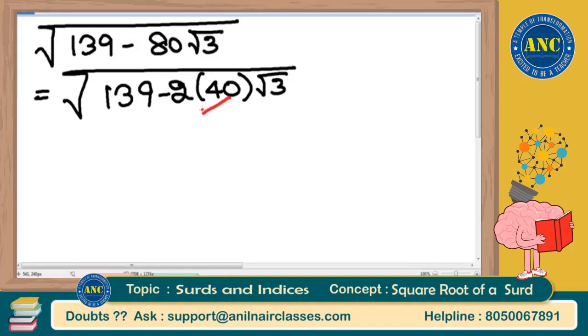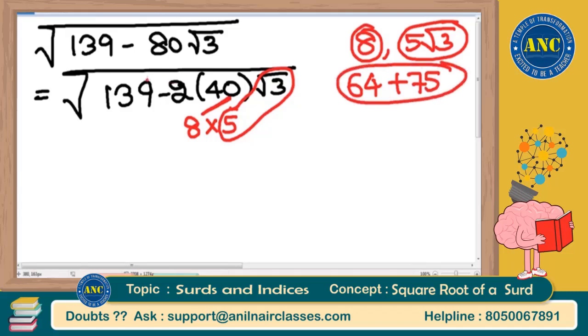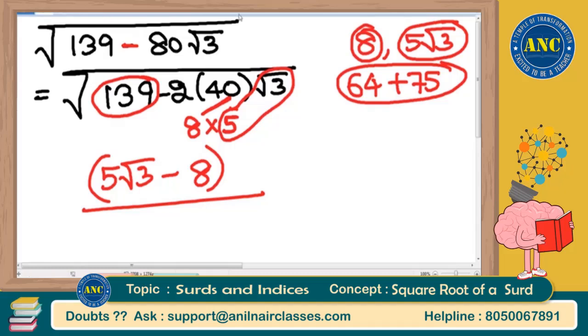40 can be written as 4 into 10, 2 into 20, 1 into 40, but I will write it as 8 into 5. Why am I writing it as 8 into 5? Because if I take one term as 8 and the other term as 5 root 3 combined together, then if I square it, 8 square is 64 and 5 root 3 whole square is 25 into 3, which is 75. 64 plus 75 is giving me the first term 139. That means A value is 8, B value is 5 root 3, or A value is 5 root 3, B value is 8. Because there is minus, write down minus. This should be the answer. Answer should be 5 root 3 minus 8.